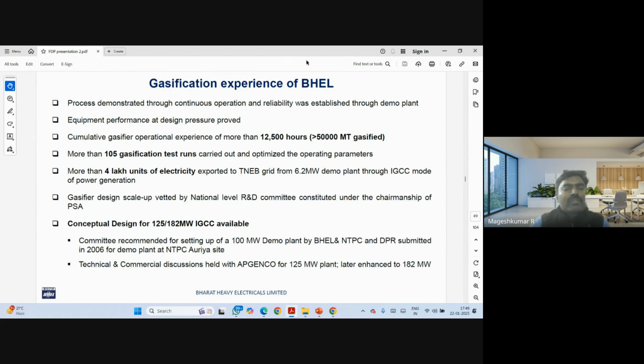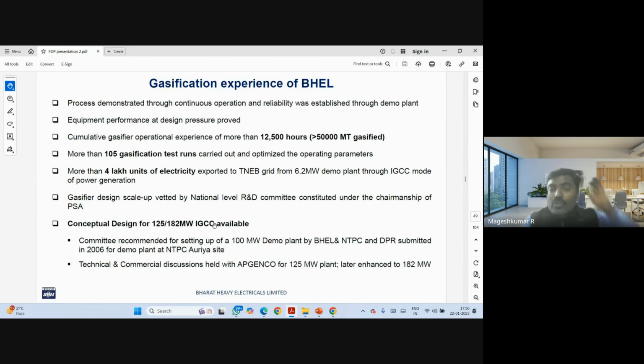What was achieved by BHL was they operated for more than 12,500 hours, and they gasified more than 50,000 metric tons for demonstration purposes. And more than 105 gasification test runs were conducted to optimize the operating parameters.